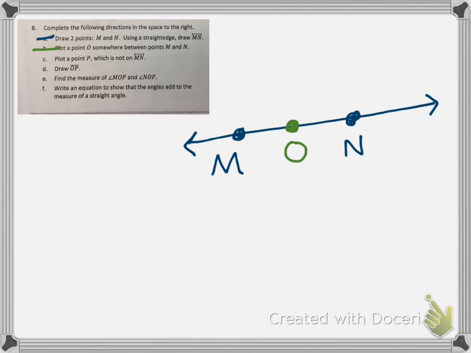Letter C. Plot point P not on MN. I'm going to put it up here. P. Okay, I did that. I'm going to cross it off. Draw, look at this, line segment OP. Line segment has 2 endpoints, so I'm not going to have arrows, and I'm going to stop at my endpoints. I did that. I'm going to cross it off.